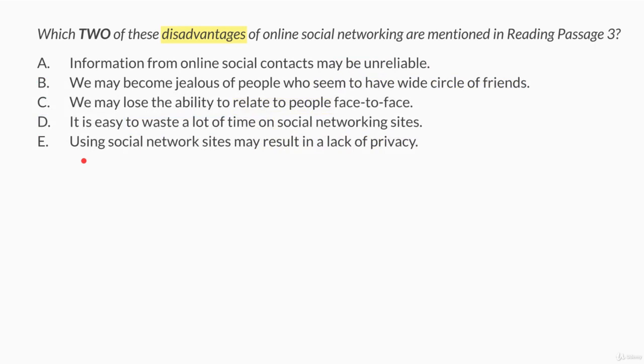Now let us take a look at another question. Here we have the question that asks us about two disadvantages. Which two of these disadvantages of online social networking are mentioned in reading passage 3? So now what I'm going to do is, while I'm looking for my answers to the easy questions, I'm also going to be on the lookout for any language that talks about a disadvantage. And if I find that in my reading passage, I'm going to mark it, and then I'm going to return back to it at the end.